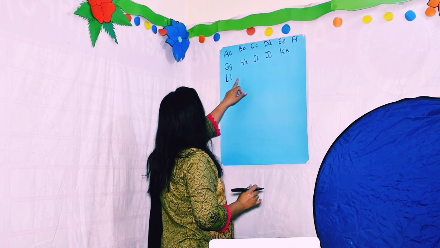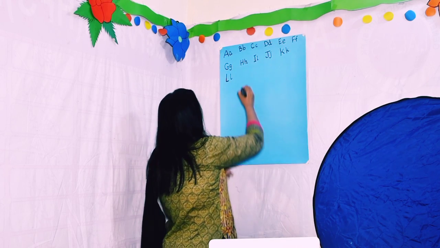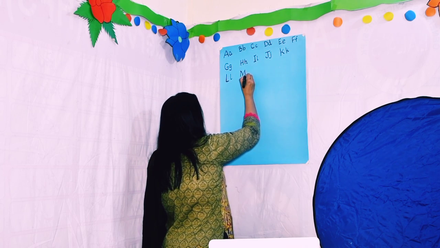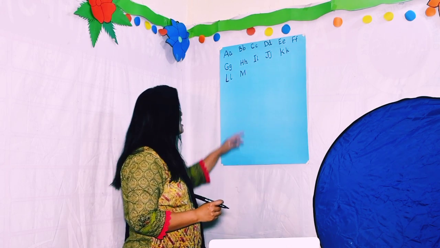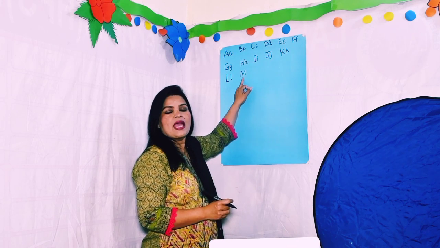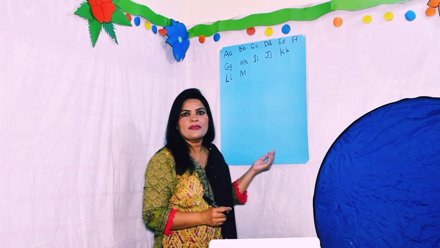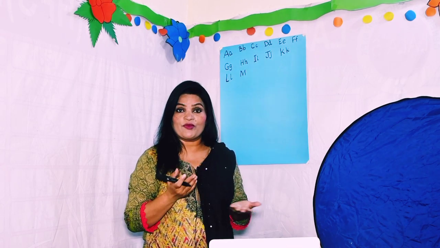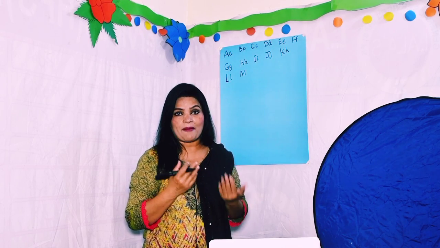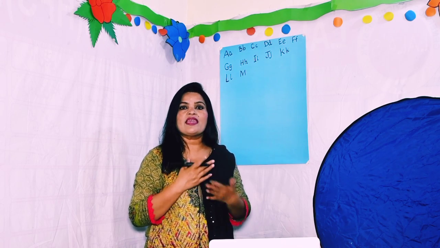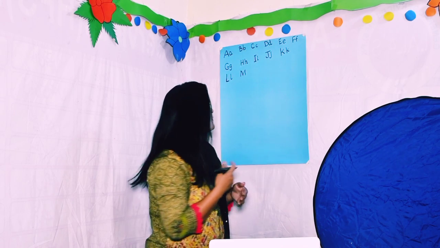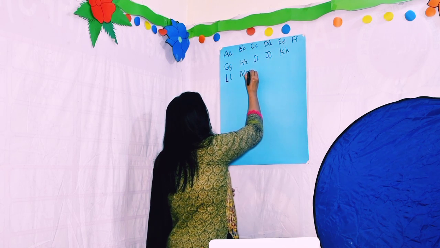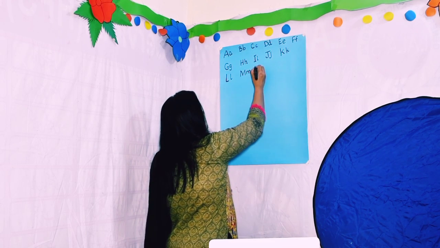Right? Sound of L is L. And then M letter will come. Which letter is this? M. Alphabet is M. And what is the sound of M? Sound of M is mmm. When we eat mango, we say yummy mangoes. Then we say mmm. Right? So, the sound of M is mmm.